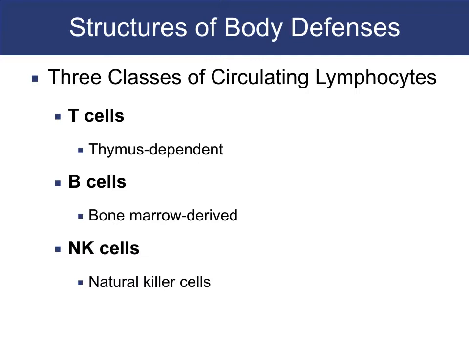B cells are called B cells because they are bone marrow derived cells, and they're important too, maybe just not quite as important as your T cells. The third kind is those NK cells that I mentioned, the natural killer cells. They really seek out abnormal cells and kill them.